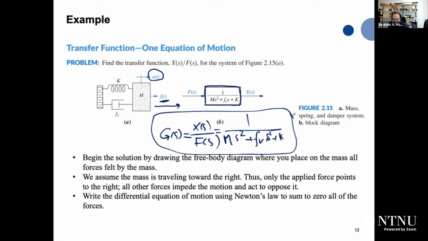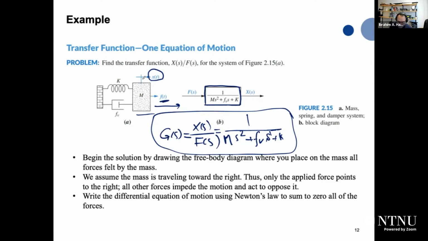We need to begin the solution by drawing the free body diagram, where you place on the mass all forces felt by the mass. We assume that the mass is moving to the right, because you try to apply force from that direction. You try to drag it to the right side, and it will move to the right-hand side.